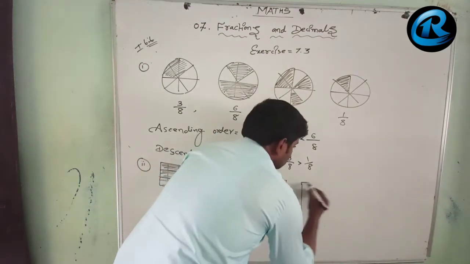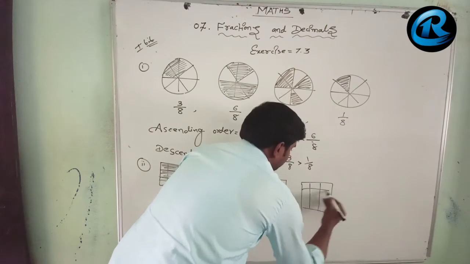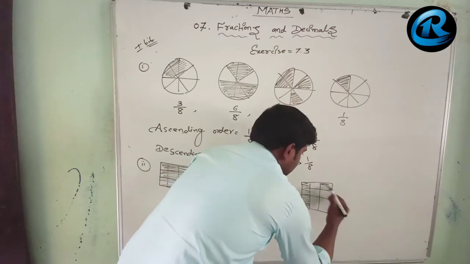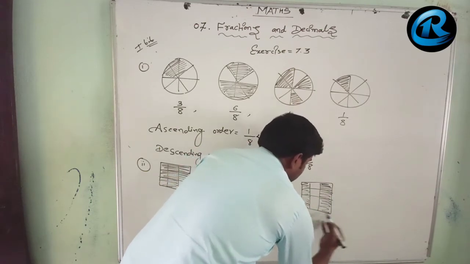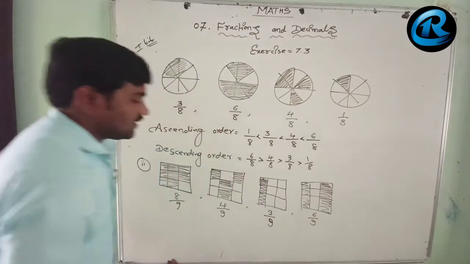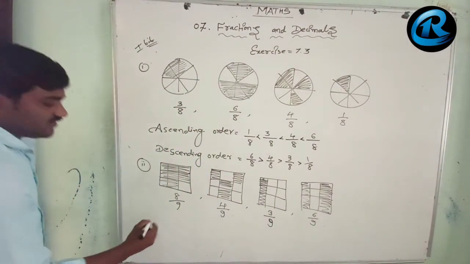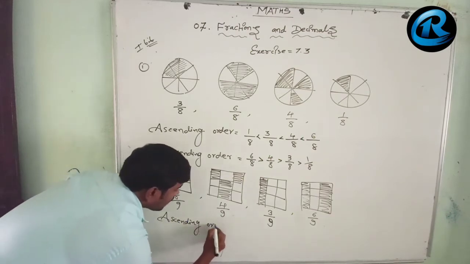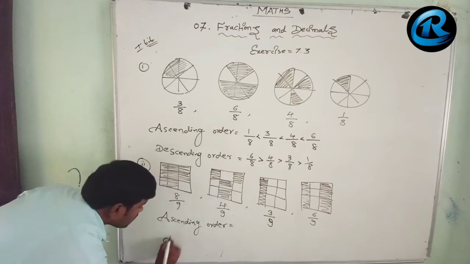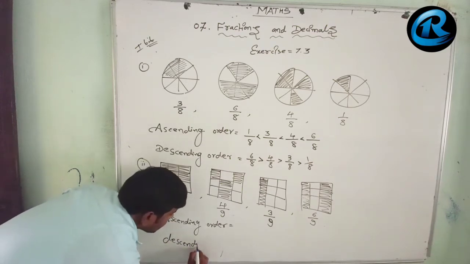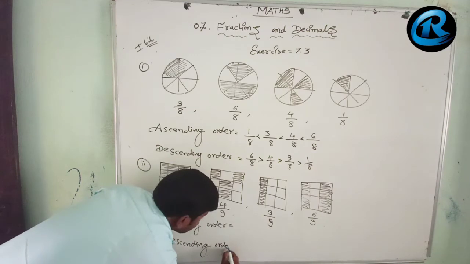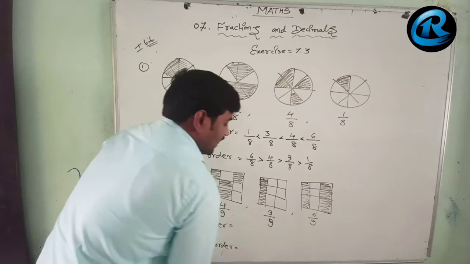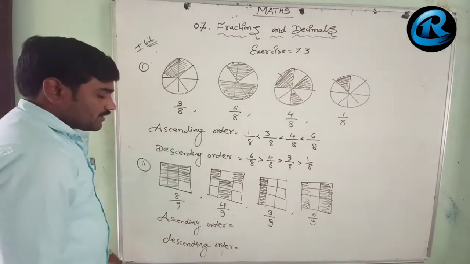Then we go for the next square. This square is also divided into 9 equal parts. If you see clearly, 6 parts are shaded out of 9 parts. Let us write the ascending order and descending order of these fractions now. The fractions are 8 by 9, 4 by 9, 3 by 9, and 6 by 9.